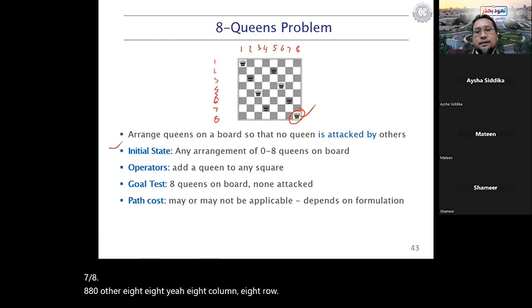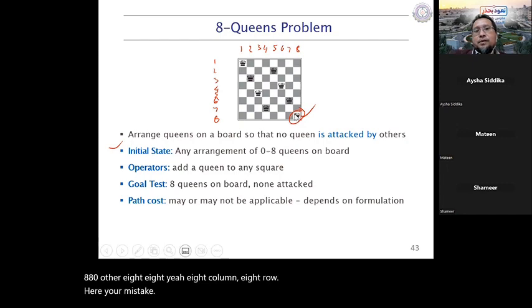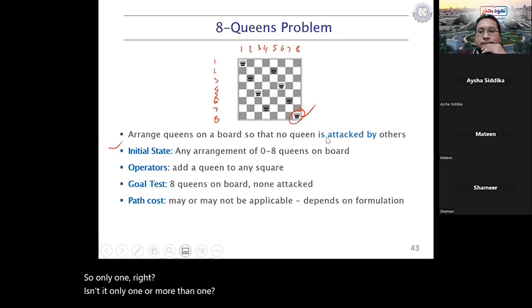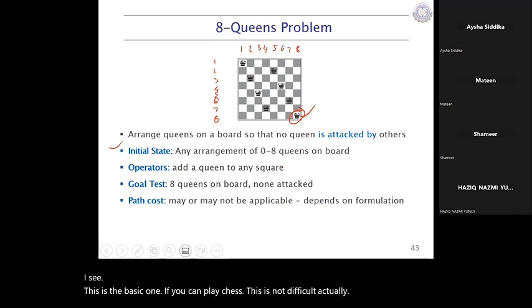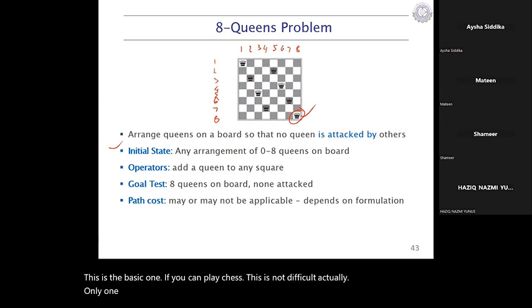Here, yeah, a mistake. So only one, right? Isn't it only one or more than one? Can you see? Aisha, Martin, Samir, Asik. This is the basic one. If you can play chess, this is not difficult actually. Only one, right? Okay, good. Only this one.